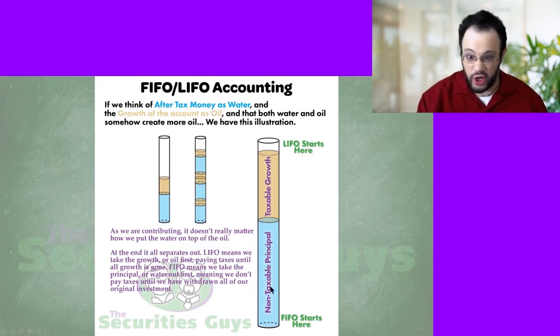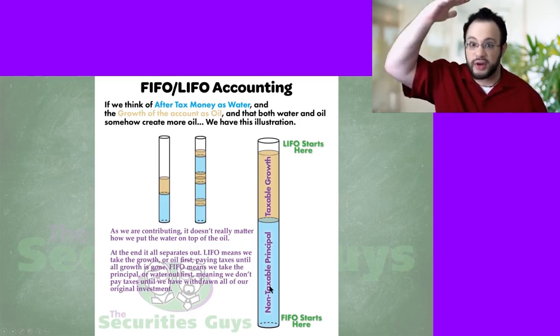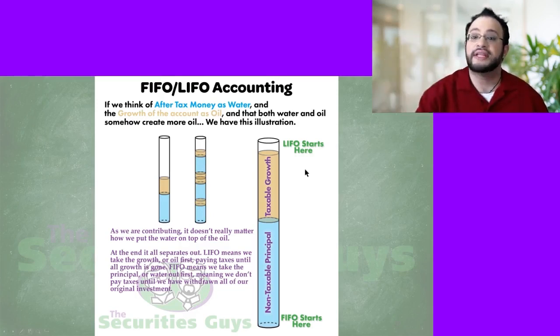The water's always going to go to the bottom. The oil's always going to rise to the top. The difference between LIFO and FIFO is where you must start taking the liquid in here out of your account value. With LIFO, you have to start at the top. The last money in is always the after-tax growth, the bonus, the taxable portion. The non-taxable principal, the water, always sinks to the bottom.